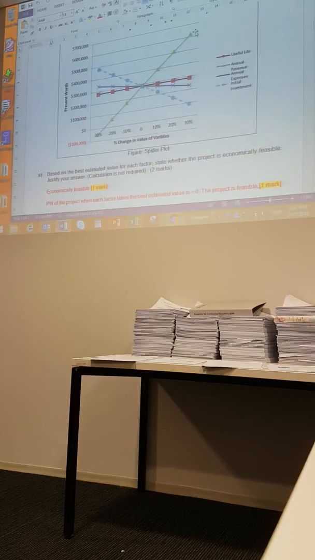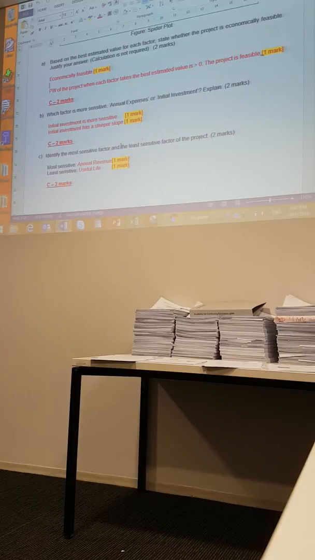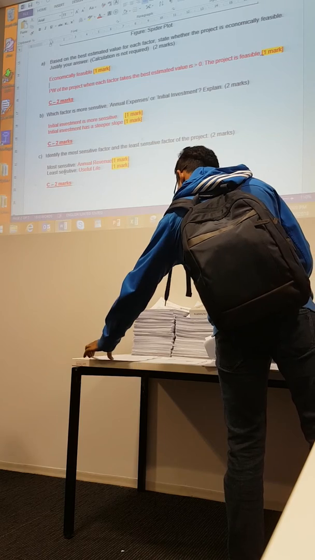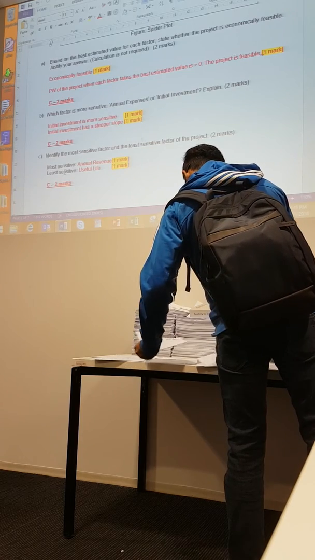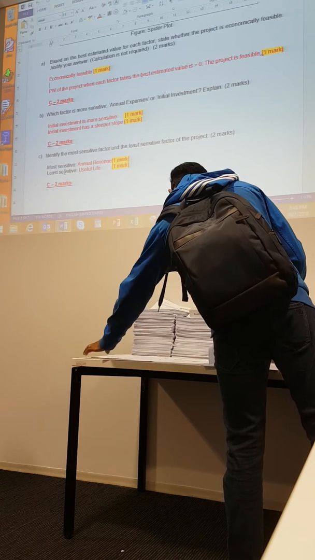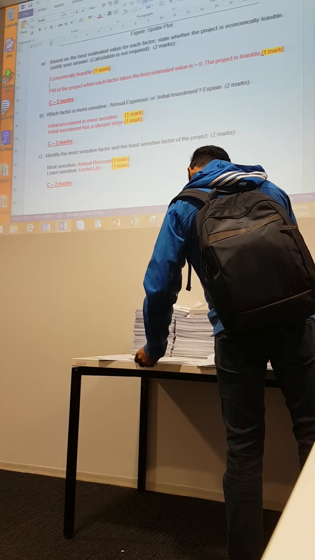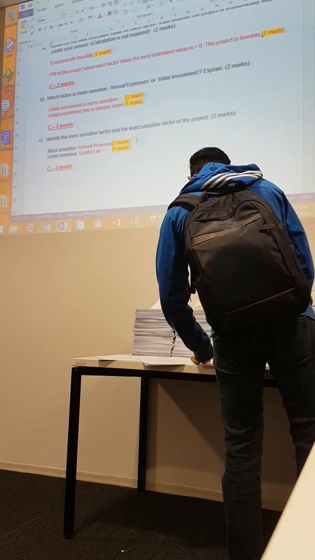Then for most sensitive and least sensitive, you have your annual revenue and your useful life. Most sensitive: annual revenue.